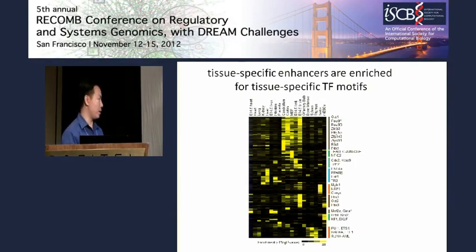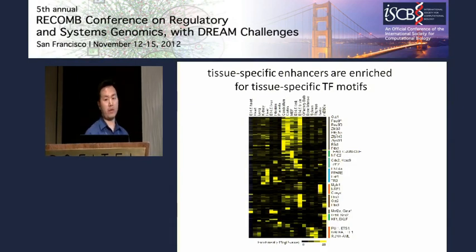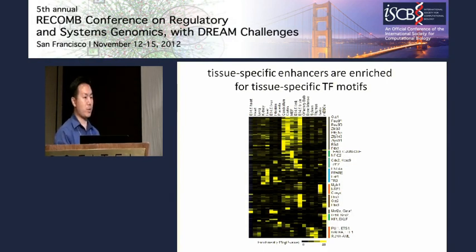And as shown in this heat map, again, each column is a tissue or cell type, and each row here is a transcription factor motif. The color here indicates the significance of enrichment. Yellow is more enriched, black is less enriched. So you can tell that the tissue-specific enhancers are really enriched for tissue-specific transcription factor motifs.